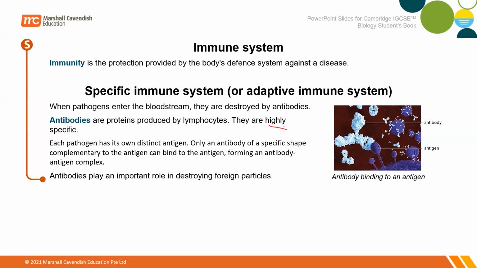ما ينفعش تقولوا إنه vaccine واحد يقدر يcover a lot of diseases. طب why? Because each antibody has a specific shape. It is a protein structure يا يمنى. يبقى هنفتكر إنها بتform الantibody antigen complex زي ما عندنا enzyme substrate complex. It is somehow the same. Antibodies play an important role in destroying foreign particles, and very important to mention this as a point.